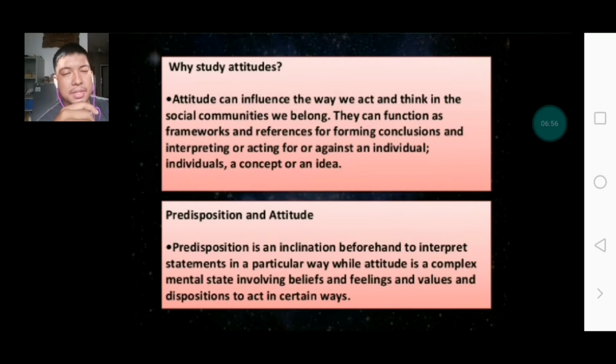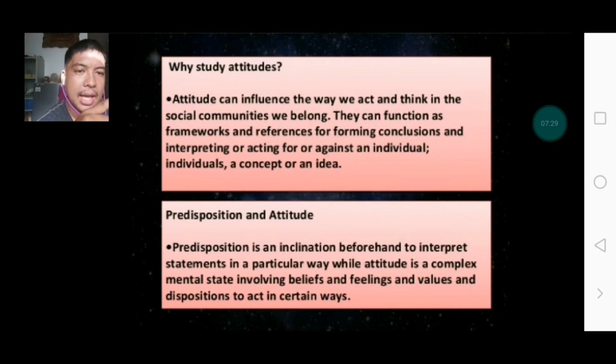So as I've said earlier, attitude really affects learning. If the learner really wants to learn, then the teacher will be effortless in teaching that particular learner. But if that learner does not have the attitude to learn, then the effort of the teacher will be useless.